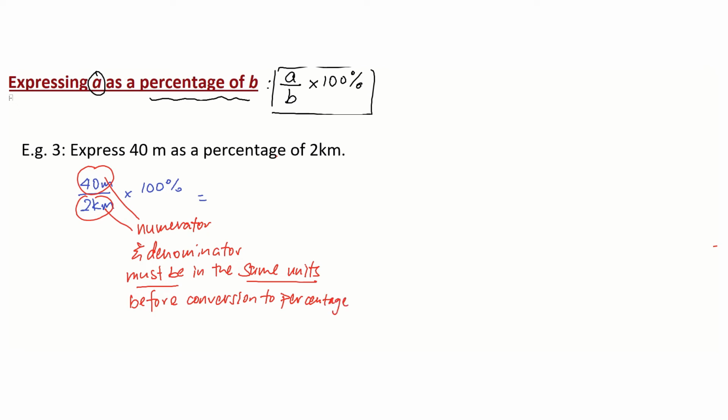All right. It's very clear to us that they are of different units. So what do I do? I just have to convert one of them to be of the same unit as the other, which in this case, I would prefer to convert 2 kilometers to 2,000 meters. All right. Multiply by 100%. And you would realize that this is just 2%.